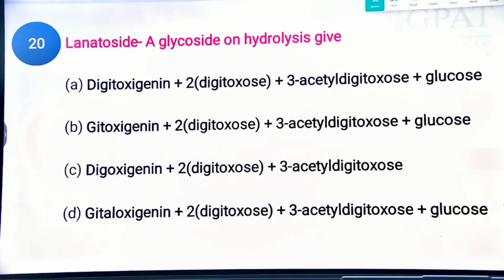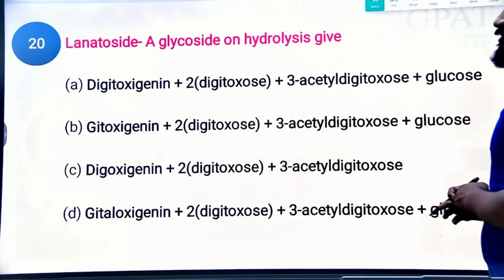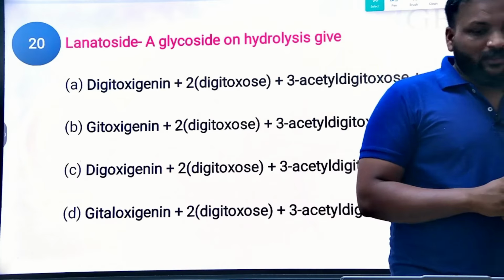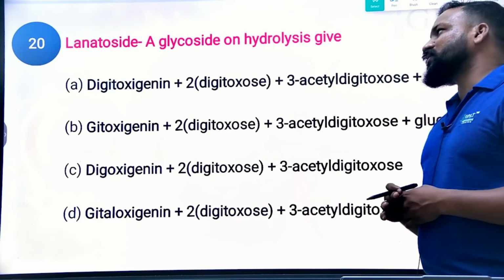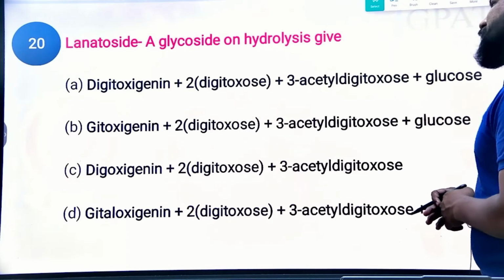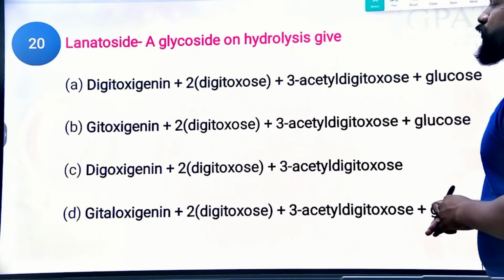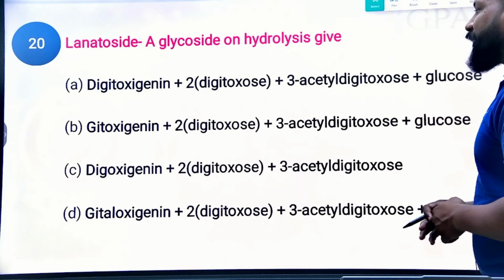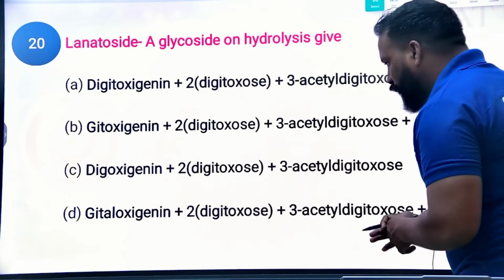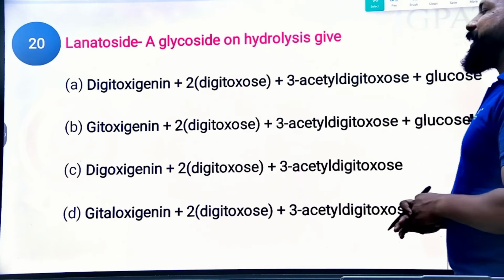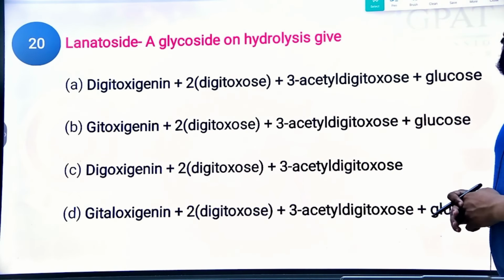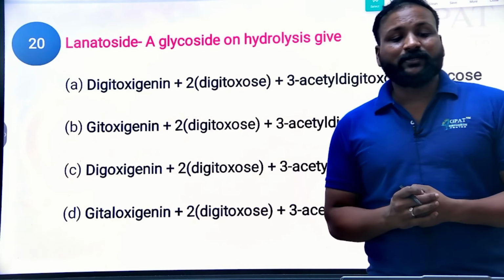Lanatoside A, a glycoside, on hydrolysis yields. It is nothing but a digitalis glycoside, chemically known as lanatoside A. Upon hydrolysis it gives digitoxigenin, 2 digitoxose, 3-acetyl digitoxose and glucose. Options: digitoxigenin and 2 digitoxose and 3-acetyl digitoxose, or digitoxigenin and 2 digitoxose and 3-acetyl digitoxose plus glucose. Tell me what is the right answer.